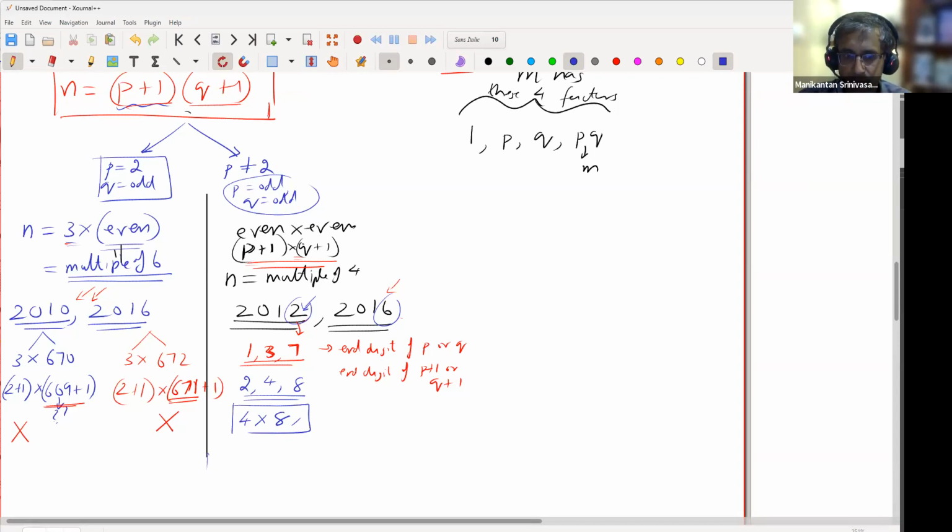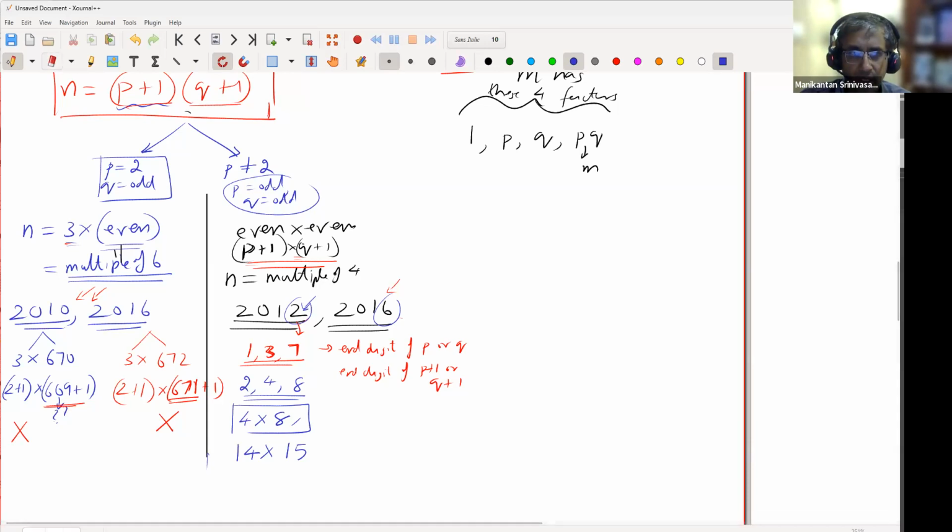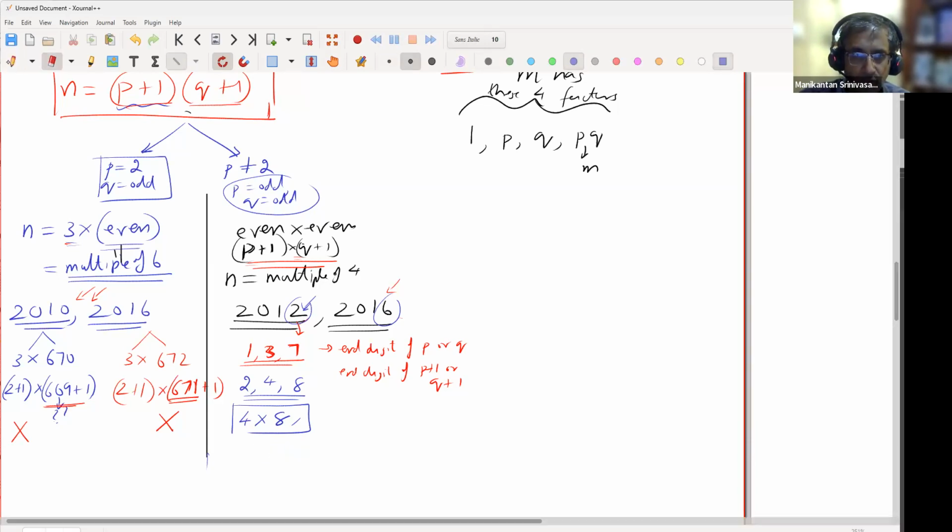So I can try 13 plus 1, which is 14. 14 times something, does it work? 14 ones are 14, 14 fives are 56, and 62. So it's not even a multiple. Okay, so let's keep going. 23 plus 1 is 24.